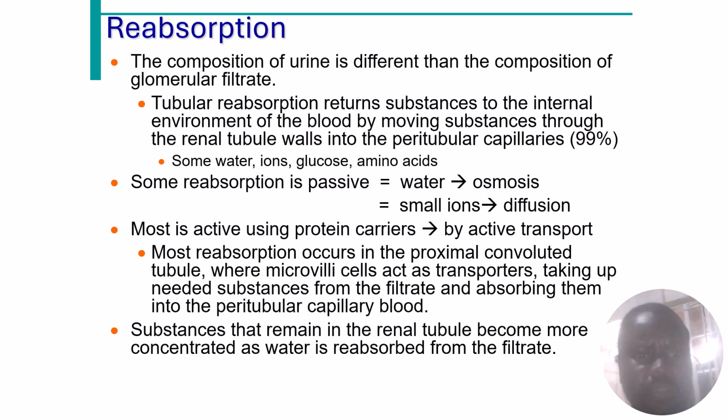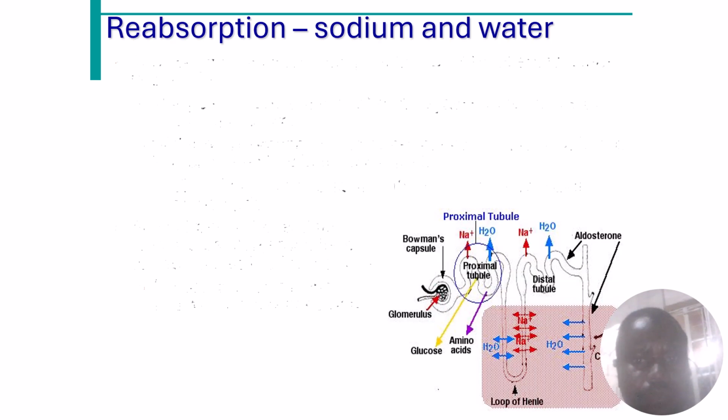Reabsorption is a process where some materials like water and small ions are taken back to blood, and 99% of what has been filtered will end up back in peritubular circulation. Most of these processes are passive, but we also have active processes where carriers help in active transportation of materials back into peritubular circulation.